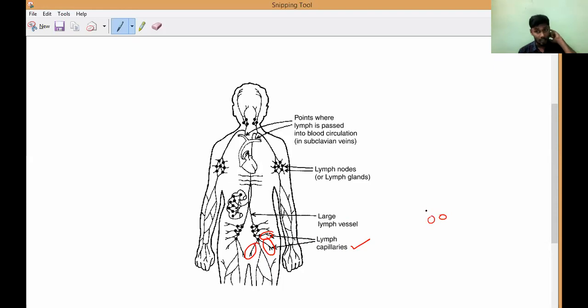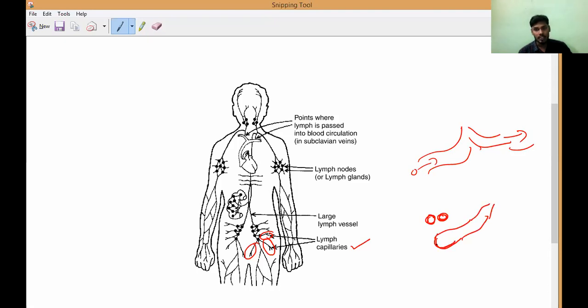There are two ways we can separate the blood capillaries from the lymph capillaries. What are the two ways? First, blood capillaries are open on both sides. Is it yes or no? On one side arteries are connected and on the other side veins are connected. But lymph capillaries are open on only one side and completely closed on the other side. That is the first difference.